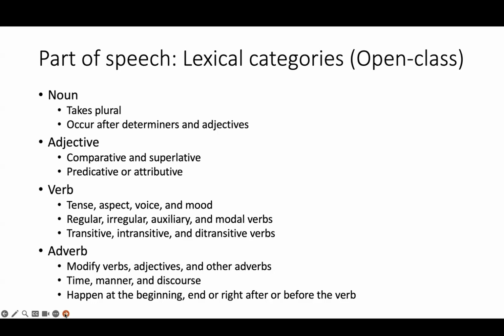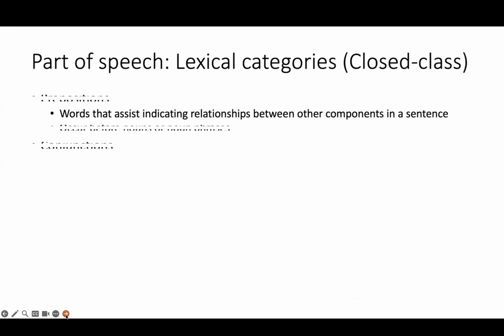And then we discussed the four categories of verbs in English: regular, irregular, auxiliary, and modal verbs. Please review that. Verbs that can take or not take objects, right? We differentiated transitive, intransitive, and ditransitive. So please review that as well. And the last lexical category for this open class is adverbs.